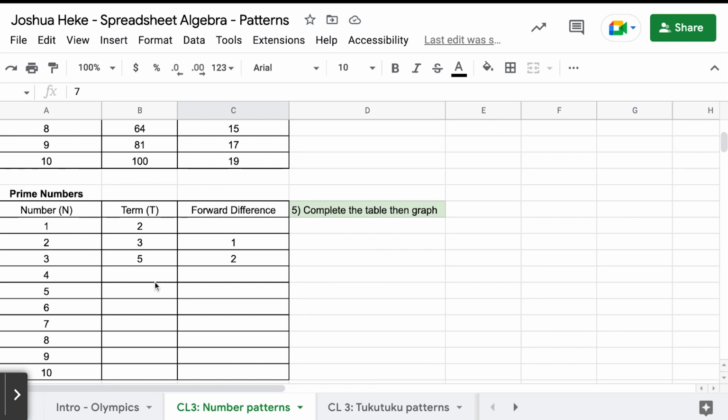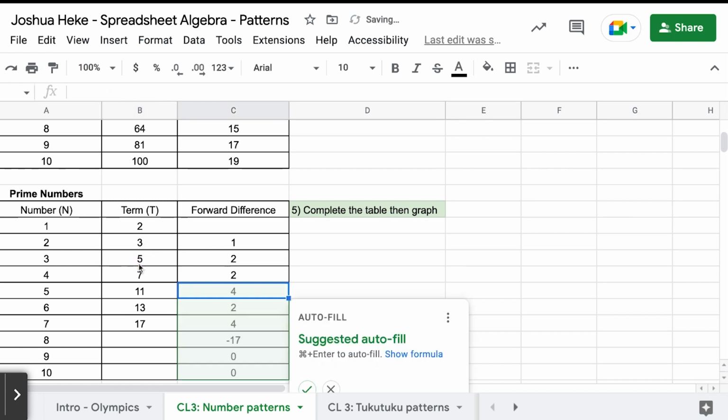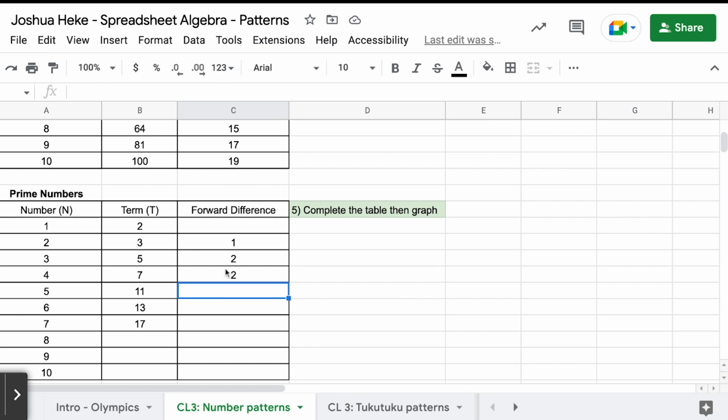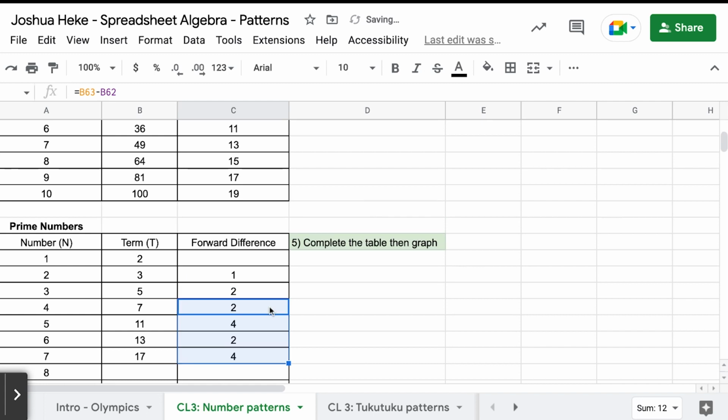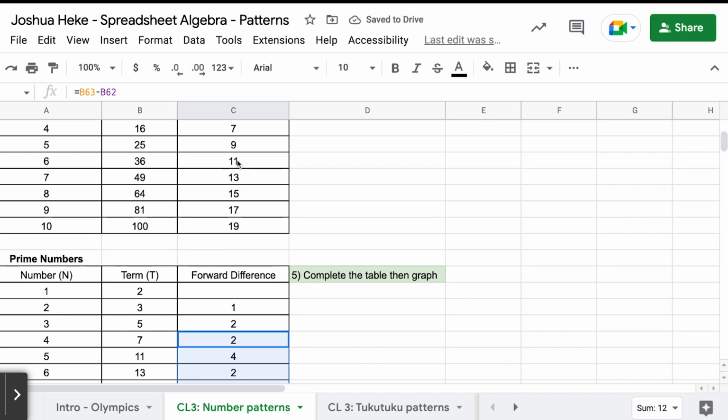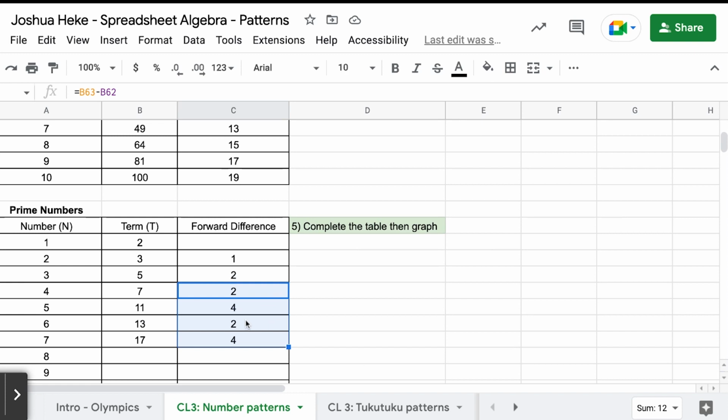What about prime numbers? Again, we've got to go through each of the prime numbers. If we do that same task, the forward difference equals that number minus that number, and you can see that it is not the same the whole time. Whereas the forward difference for square numbers was always going up in 2s, the forward difference for prime numbers is always changing. And then I guess the challenge is to do as many of these sheets as possible.